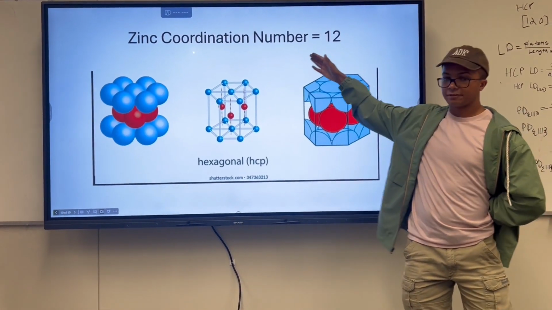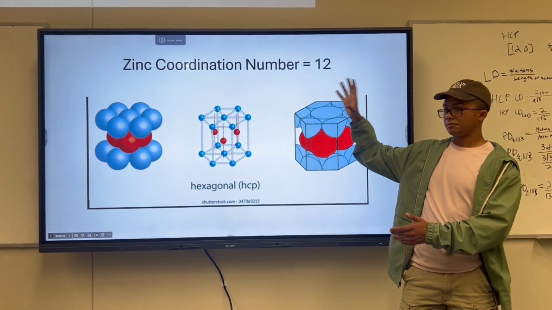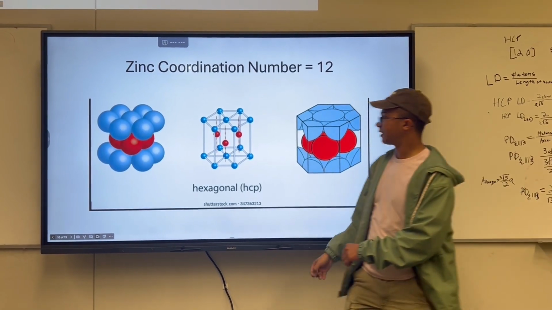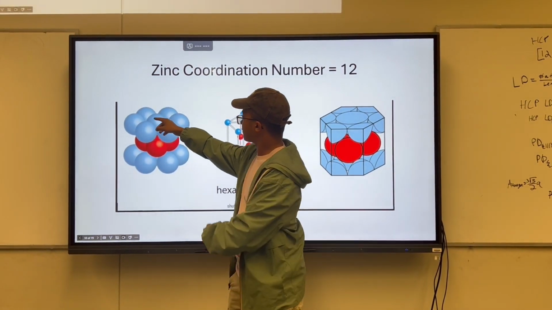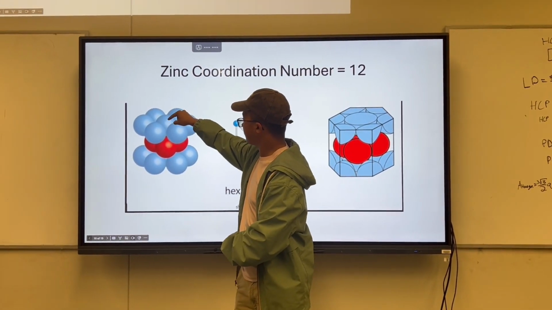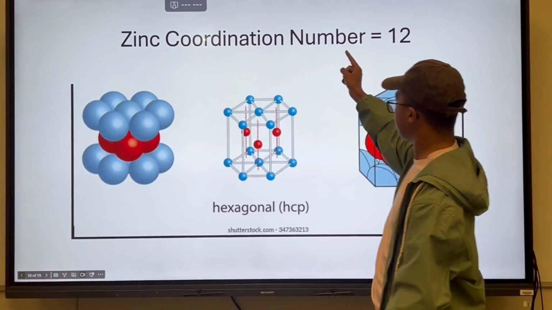Now here we have the coordination number. The coordination number is how many atoms are touching one specific atom you're looking at. So here, if we use this one for reference, you have 6 surrounding it here, touching that one, and you have 3 down here, and you have 3 more above it, which gives the coordination number of 12.